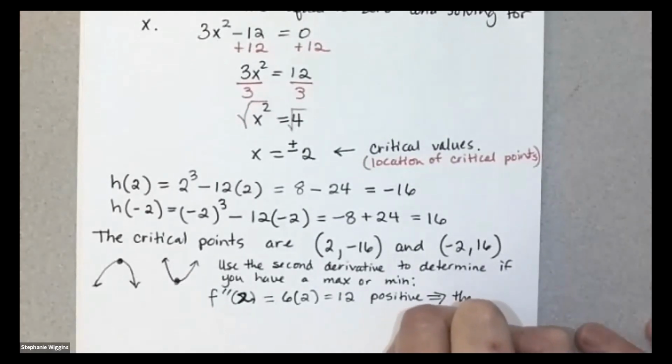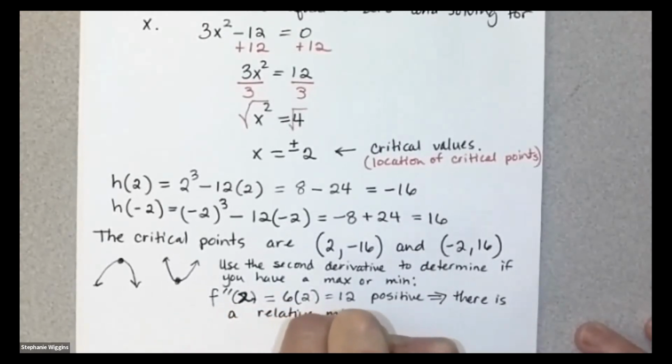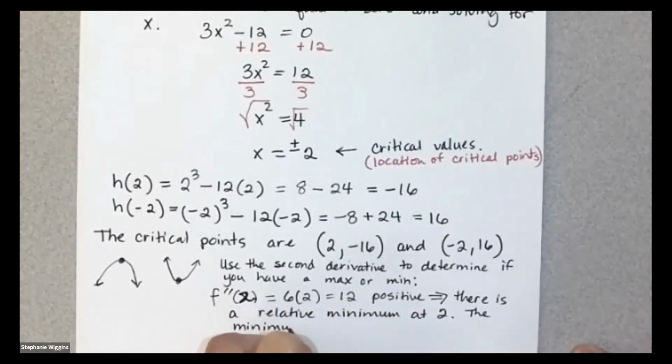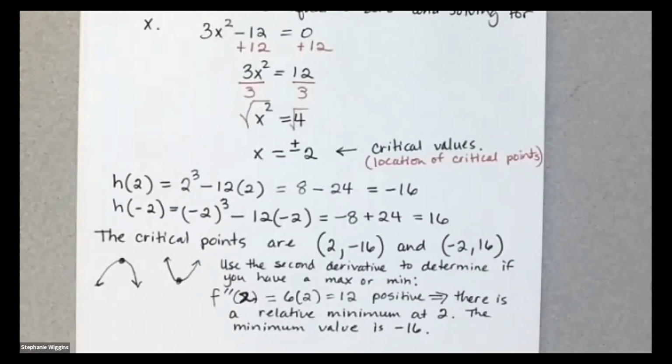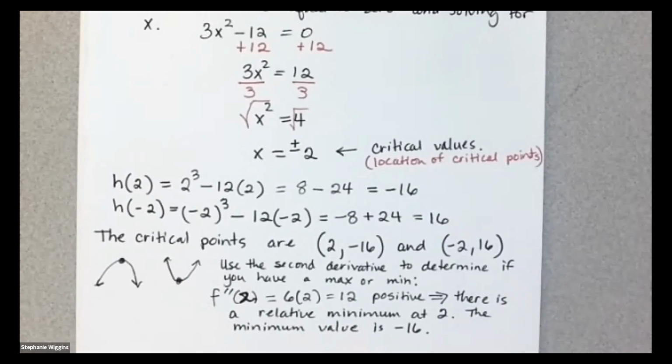Okay, so the minimum value is negative 16. Where does it occur? It occurs at 2. Remember, x values give you a location, right? The location. The y values give you the what. What is occurring at 2? There's a minimum of negative 16. See how that works? Remember, x values are where, y values are what. So let me just make a little note.